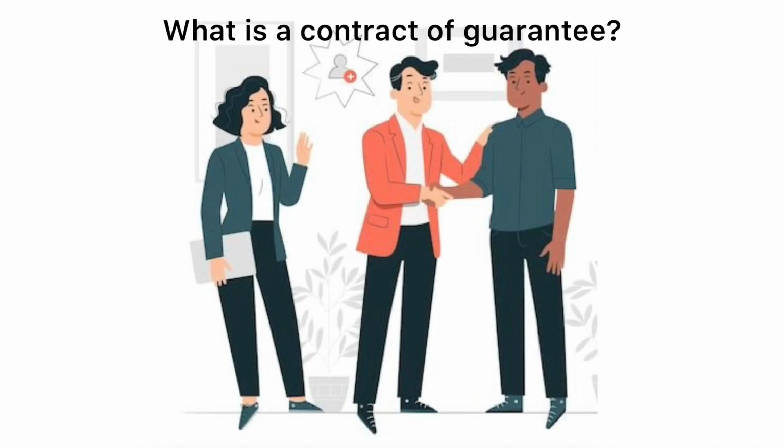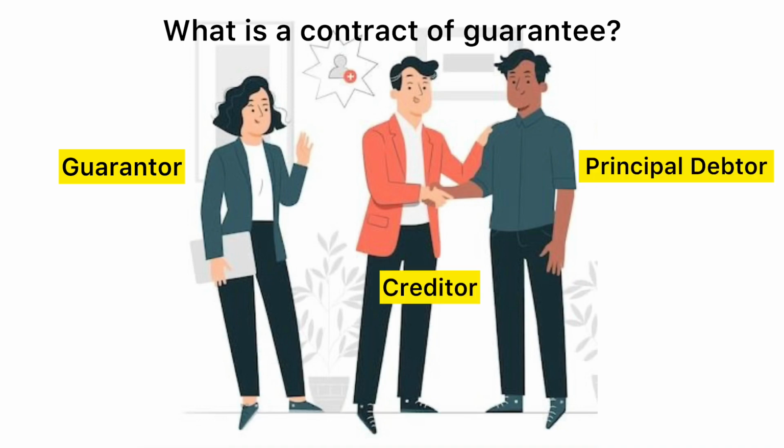A contract of guarantee is a legal agreement between three parties, the guarantor, the creditor, and the principal debtor. In a contract of guarantee, the guarantor promises to pay the creditor a debt or fulfill an obligation if the principal debtor fails to do so.